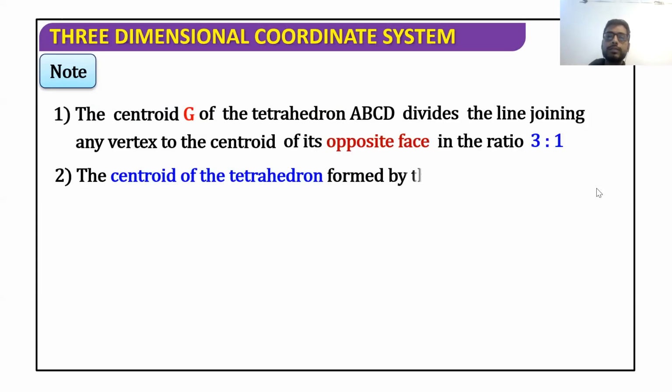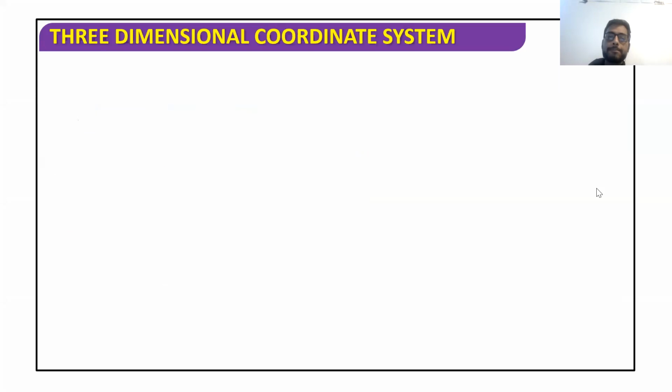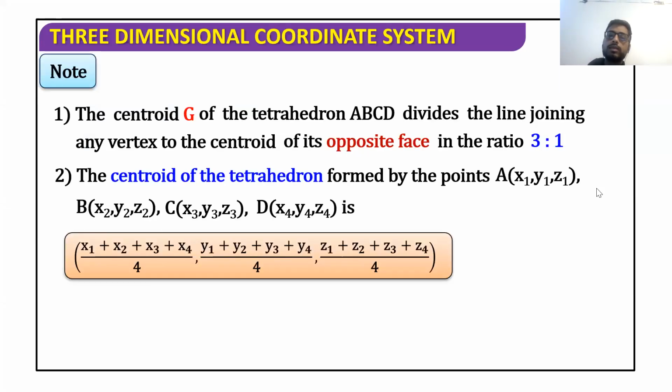So the centroid is this. The formula for the centroid is as shown. If you want to find the y coordinate, it's going to be y1 plus y2 plus y3 plus y4 divided by 4. Also, the centroid of a tetrahedron is going to divide the line in the ratio 3:1. So this is also important when we are going to solve questions.